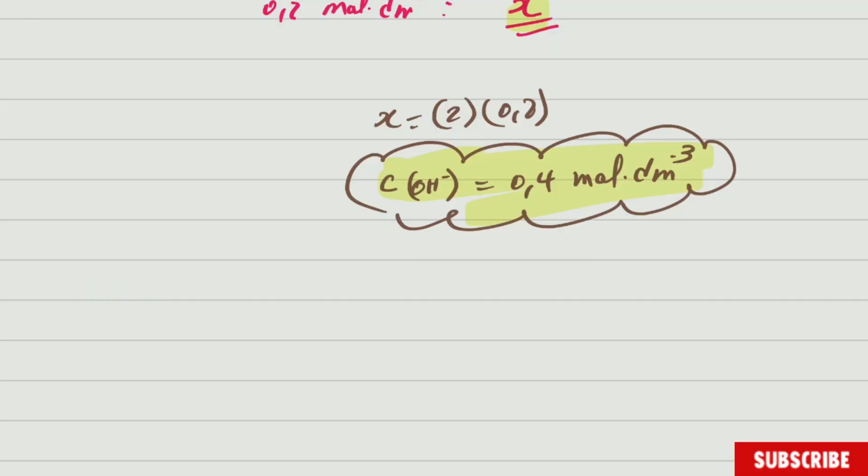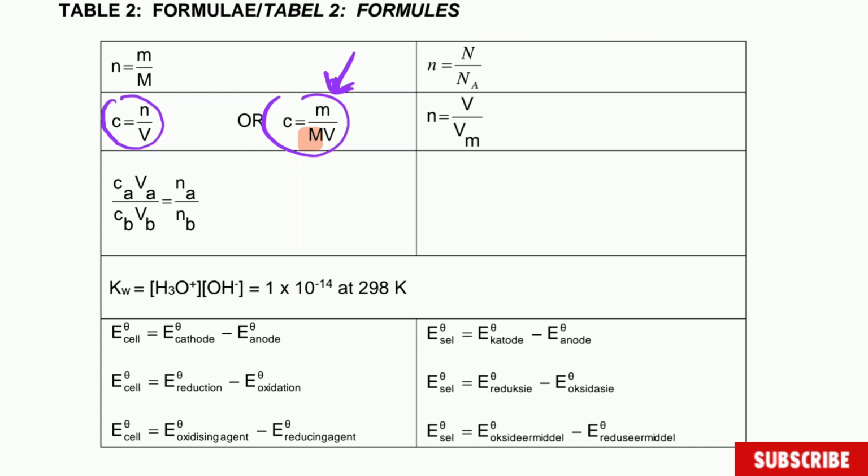Now, how do you calculate pH? This one is question 7.3.3. pH is equal to minus log of the concentration of H3O plus. Amazing. Now we don't have the H3O plus here, we only have OH minus, but not to worry. We're going to go to the table of formulas once more. Note, there is the KW there. We are going to be using it just now.